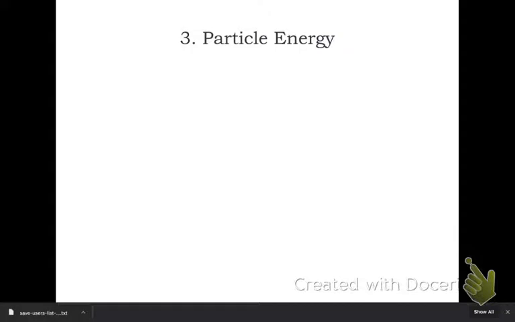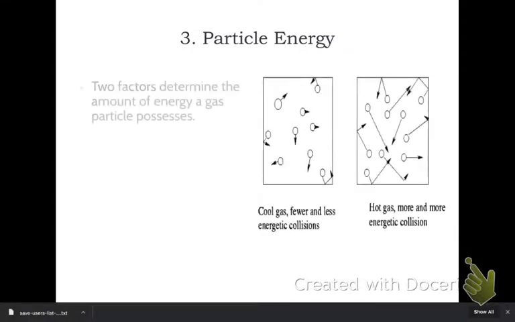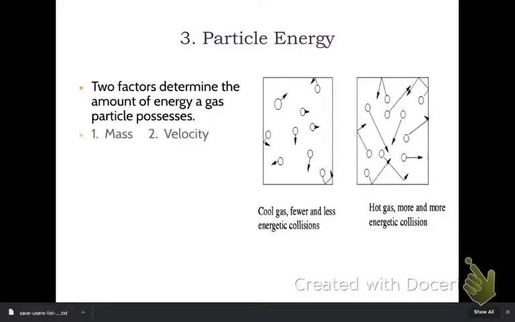Let's talk about their energy. Two factors determine the amount of energy a gas particle possesses: the mass and the velocity. In general, the more mass an object has, the more energy it's going to have. If you drop a baseball on your foot versus a bowling ball, the one with more mass is going to transfer more energy, and you know it transfers more energy because it probably is going to break your foot. The other factor is the velocity.